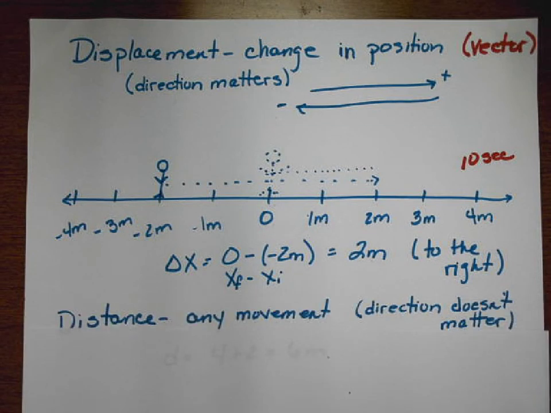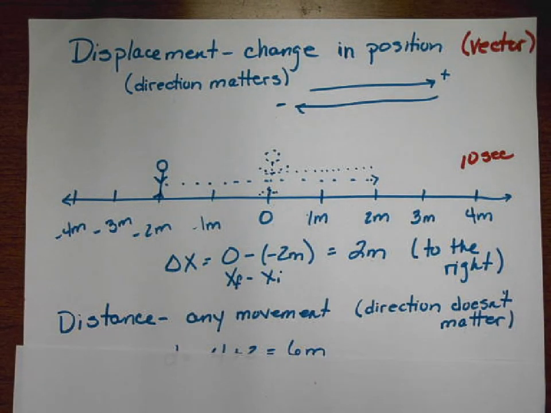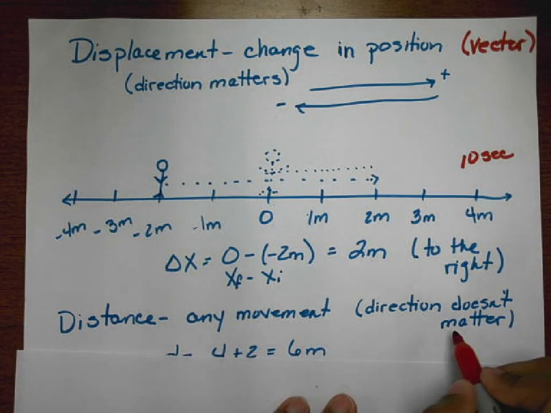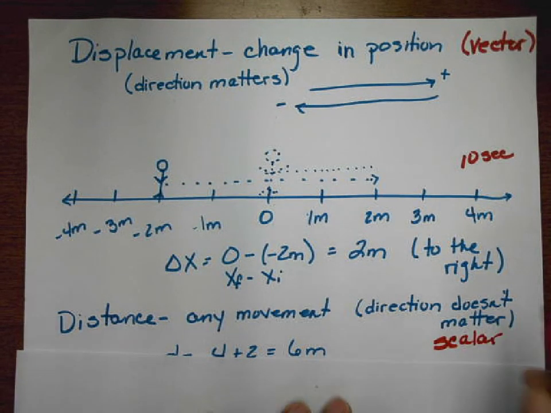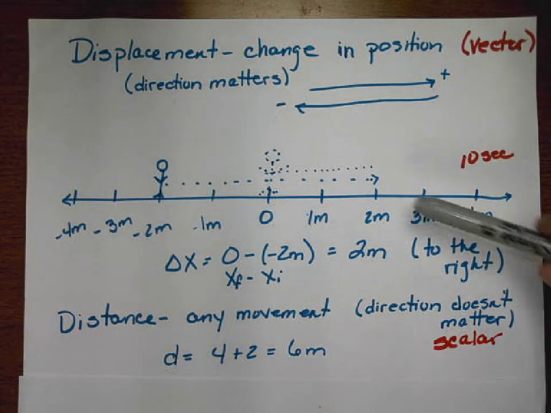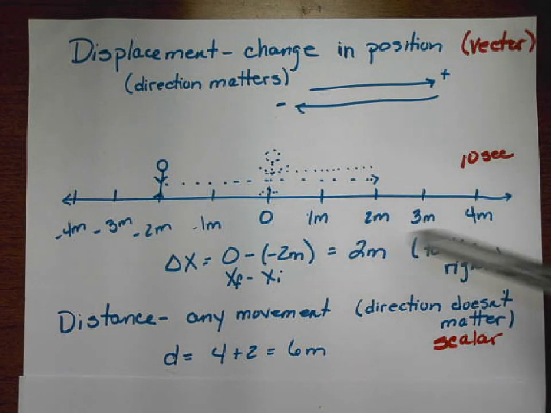That brings us to this idea of distance. What is distance? Distance is any motion. If he walked in any direction, we add it all up. The direction doesn't matter. And in physics, we call this a scalar, S-C-A-L-A-R. That means the direction doesn't matter. It does not have a direction associated with it. So if I were to ask you what distance did he travel, well, he traveled 4 meters to the right and 2 meters to the left. So in total, he traveled 6 meters.